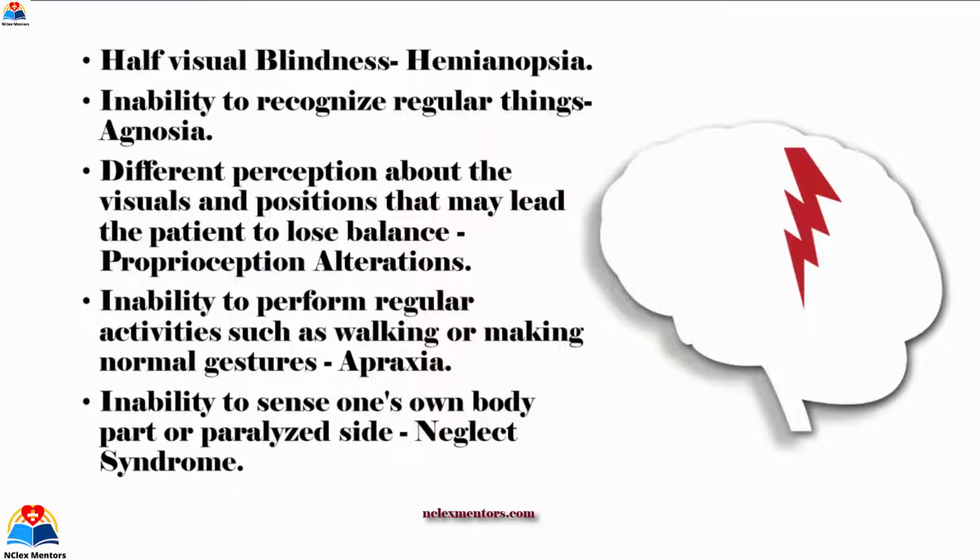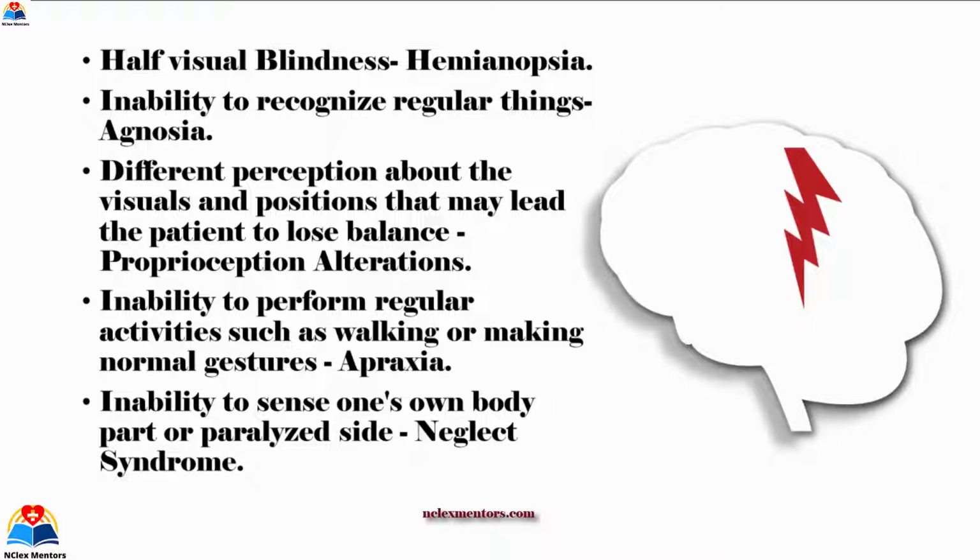There are also different findings and different terms to describe these findings for different types of strokes. Stroke patients may present different types of symptoms, which are given different terms. Let's see some of these terms or conditions. Half-visual blindness, hemianopsia. Sometimes half of the visual field is disturbed, and this condition is known as hemianopsia.